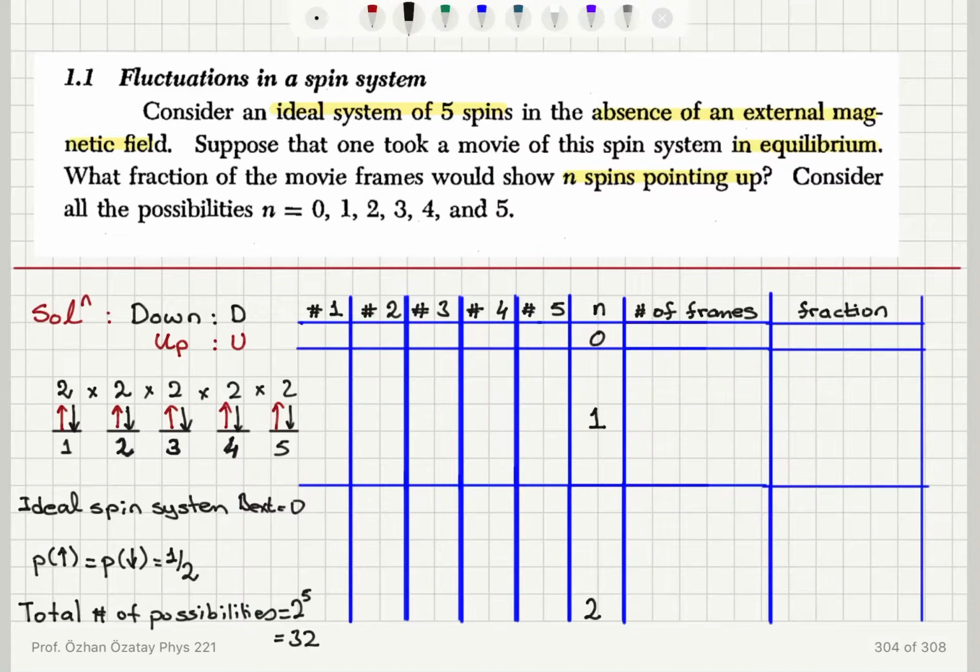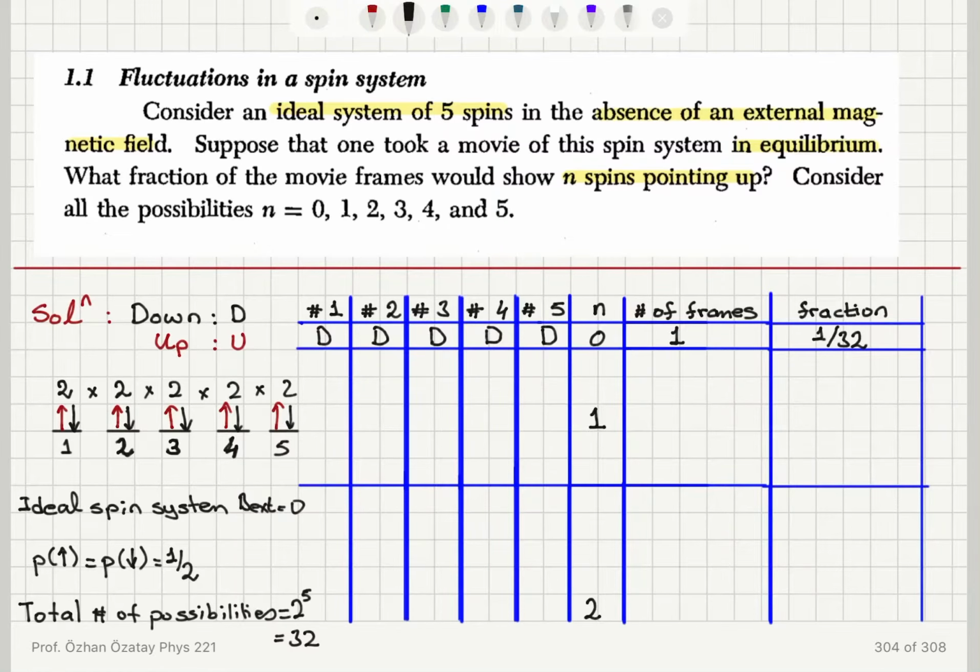Now I'm going to consider all possible configurations that give me a value of n equal to 0. n equal to 0 means there are no spins pointing up, which means they're all pointing down. So the first spin must be pointing down, second down, third down, fourth down, and fifth down. There is only one configuration that gives me this scenario. So the number of frames is 1, and the fraction of frames is 1 over 32, because I have a total of 32 possibilities. So if I take 32 frames, one of them will be this.